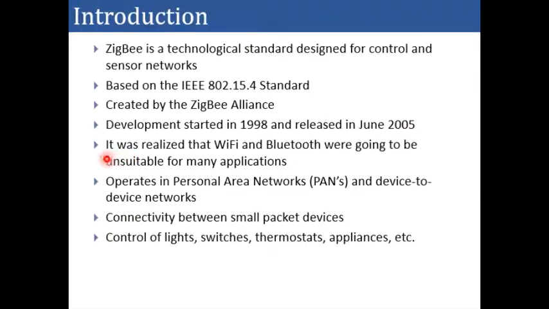Why was it developed? Because it was realized that Wi-Fi and Bluetooth were going to be unsuitable for many applications, particularly in case of hopping of the data, which we generally utilize in a smart home solution or meter data communication. It operates in a personal area network and is suitable for device to device communications. Zigbee offers connectivity between small packet devices such as control of lights, switches, thermostats, and appliances, etc.